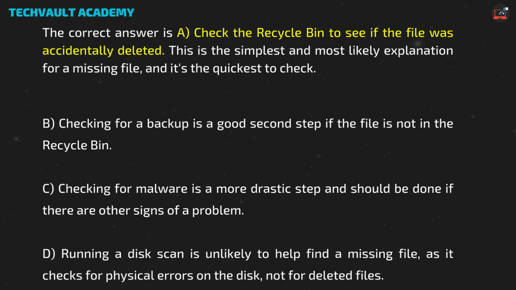The correct answer is A. Check the recycle bin to see if the file was accidentally deleted. This is the simplest and most likely explanation for a missing file, and it's the quickest to check. B. Checking for a backup is a good second step if the file is not in the recycle bin. C. Checking for malware is a more drastic step and should be done if there are other signs of a problem. D. Running a disk scan is unlikely to help find a missing file, as it checks for physical errors on the disk, not for deleted files.